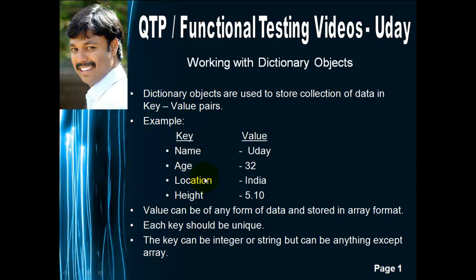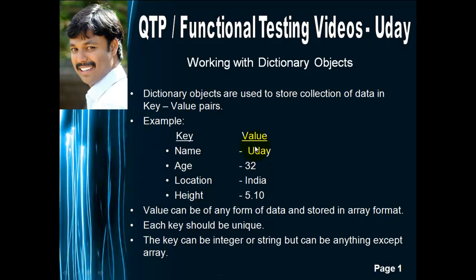As you can see in this example, the name is a key, the corresponding value for that key is Uday. Okay, in the same way, age is the key and the corresponding value for that age key is 32. Like that, we can have multiple key value pairs in a dictionary object.